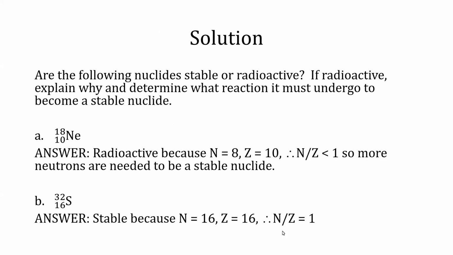The answers are as follows. For 18_10Ne, it is a radioactive nuclide because the N to Z ratio is less than 1, so more neutrons are needed to be a stable nuclide. It can do so either by a positron emission or an electron capture.